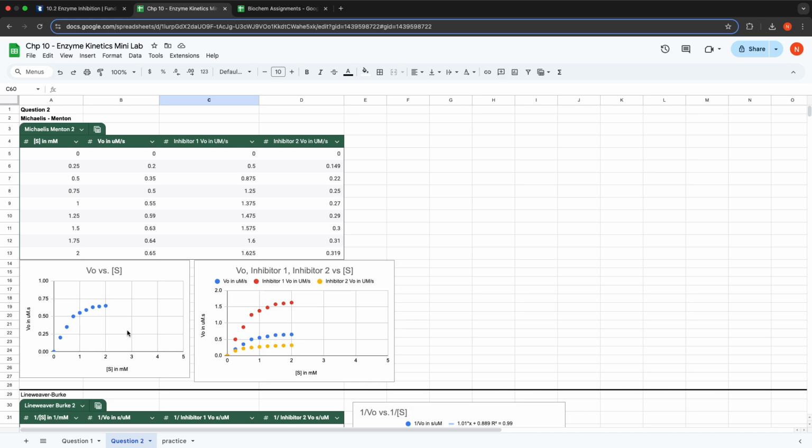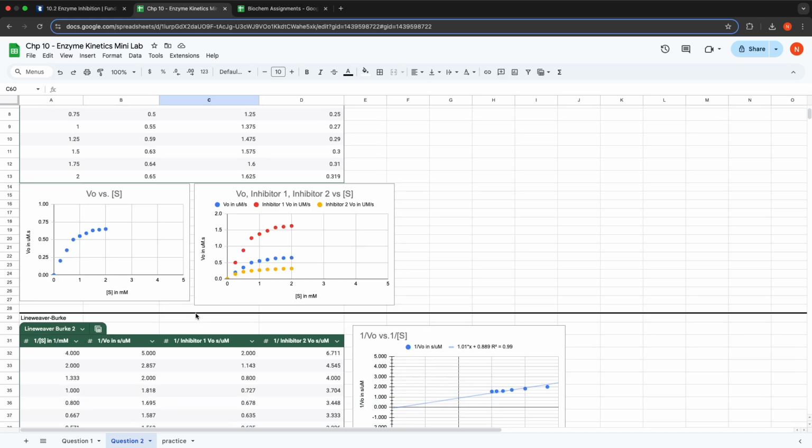Question 2 is similar, but now we add the 2 inhibitors to see what that relationship looks like. In the first graph here, again, I'm just taking our data and creating another Michaelis-Menten plot. This plot on the left is just with our enzyme. The plot on the right is now that enzyme plus the 2 inhibitors. Inhibitor 1 data points are in red, and inhibitor 2 data points are in yellow.